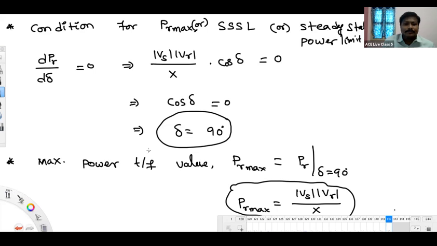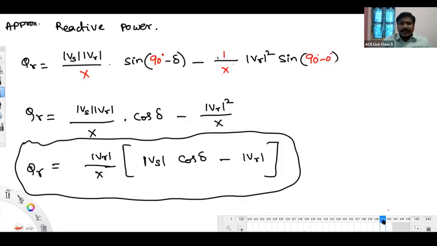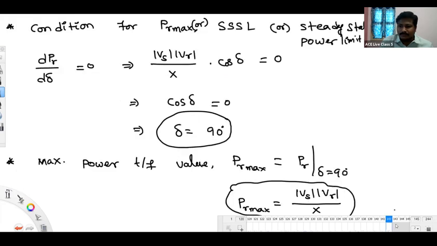So let's see in the next slide how is the value of reactive power at this condition of PR max. You should keep delta equals 90 in this. If you take cos 90, that will be 0. So the first term will vanish, and you will get only minus mod VR square by X. That's the reactive power QR.